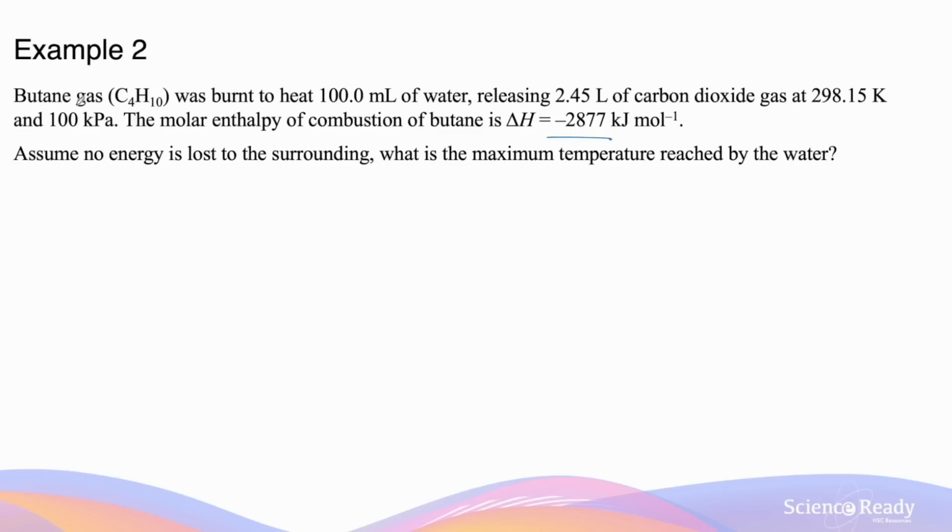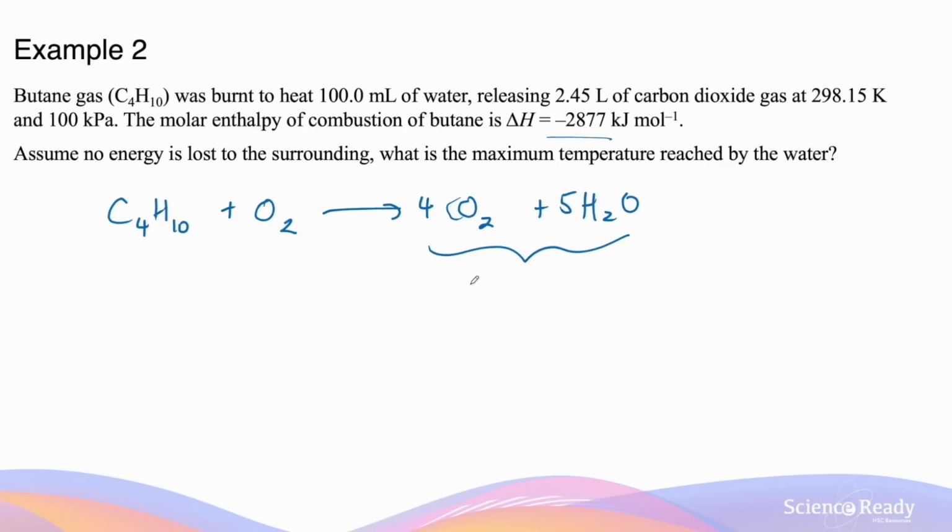So first of all, we need to write a chemical equation to represent this reaction. So the combustion of butane, assuming this is a complete combustion, will produce carbon dioxide and water. So to balance it, we can start with the carbon first. We put 4 in front of the carbon dioxide to balance the carbon atoms, and we can also insert 5 in front of the water to balance the number of hydrogens. This gives you a total of 8 plus 5, which is 13 oxygens on the right hand side. So to balance the oxygens, we can put 13 over 2 in front of the oxygen gas.